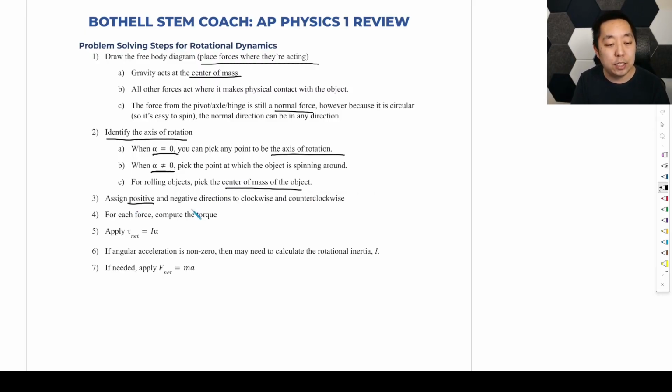You need to assign positive and negative directions. This has to be clockwise and counterclockwise as opposed to left, right, up or down. And for each force, we compute the torque, and then we add them all up. Net torque equals I alpha. If the angular acceleration is non-zero, you may need to calculate the rotational inertia, or it may be given to you. And if necessary, you might still apply F net equals ma. You still have a free body diagram. You might still use F net equals ma from Unit 2. Okay, so that's the overall process.